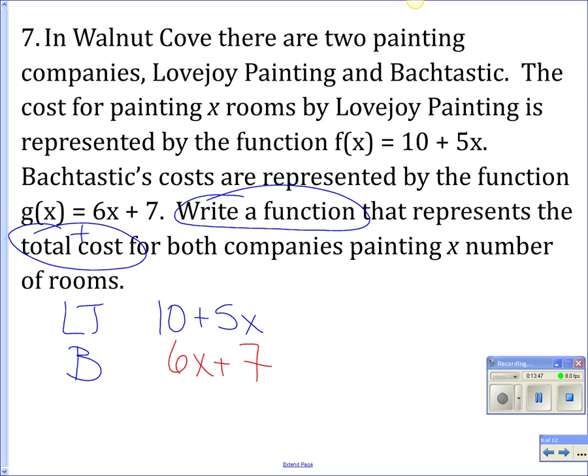Okay, and because it said total cost, I'm adding. Tyler, do you change your signs when you're adding? No. Okay. All right, so guys, we have to be careful on this one. Do I add 10 and 6x? Good. I add 10 and the 7, which is 17. And I add the 5x and the 6x, which is 11x.